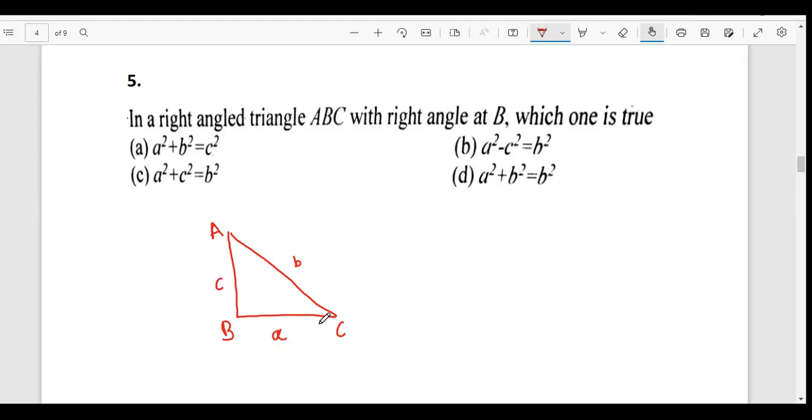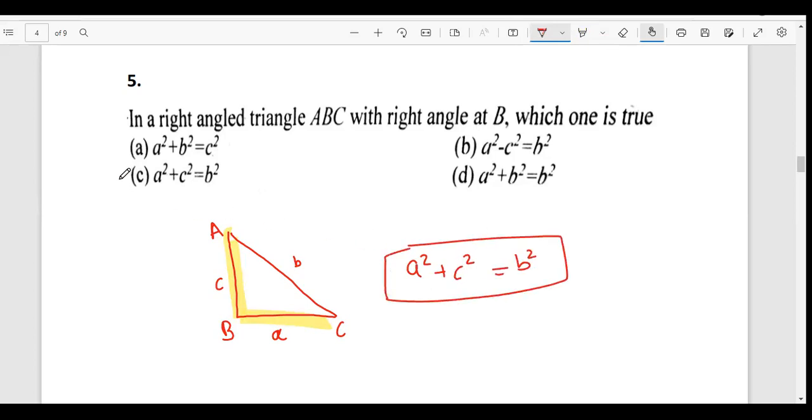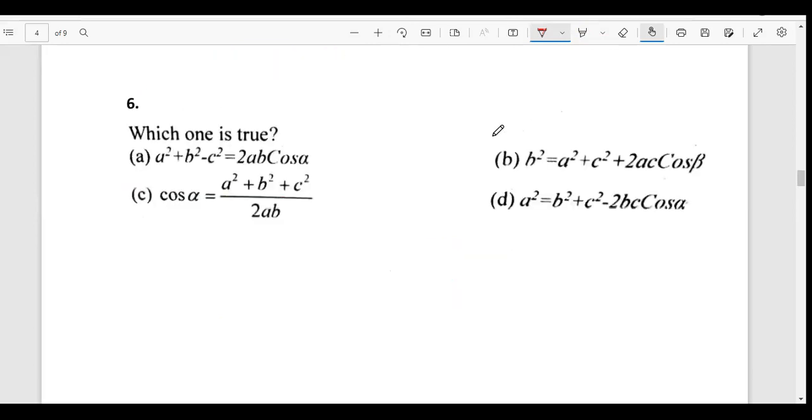Okay? So A squared plus C squared would be equal to B squared. What does the Pythagoras theorem say? The sum of squares of the two small sides is equal to the square of the largest side. So A squared plus C squared is equal to B squared. This is your Pythagoras theorem. So the answer is going to be C. Very good. Well done. All of you. All right. Let's talk about the next question. Which one is true? Yes, students, please tell me which one is true.